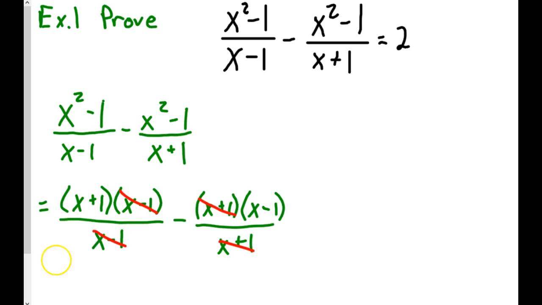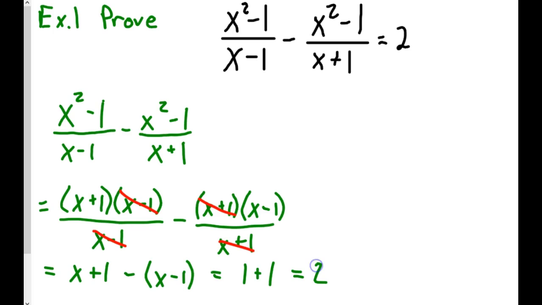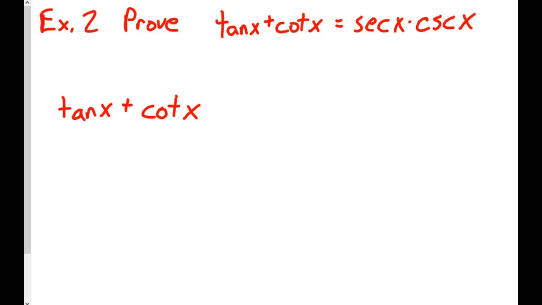Now we're just left with x plus 1 minus the quantity of x minus 1. And then if you distribute that negative through, you will have x minus x, which cancels out. 1 minus a negative 1 is the same as 1 plus 1, which is equal to 2. So we started with the more complicated side, rewrote and simplified to get it to equal the other side of our equation. So now we have proved this algebraic identity.